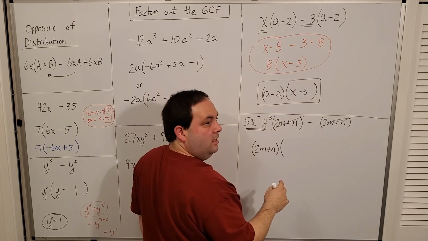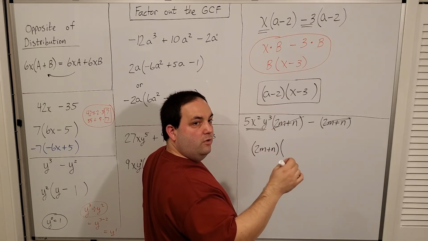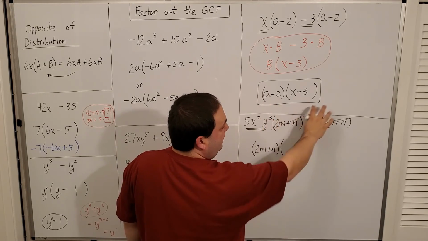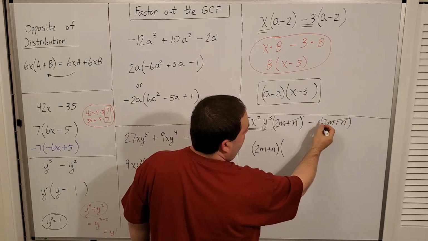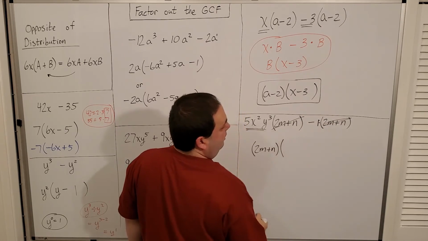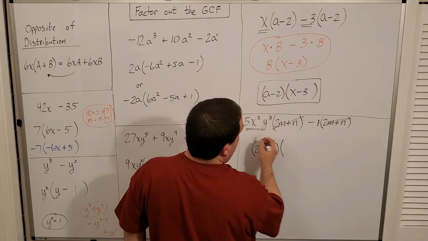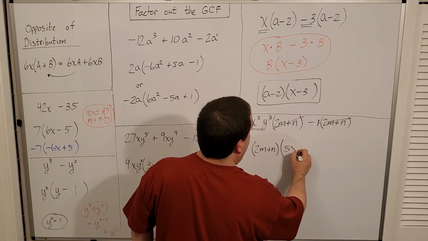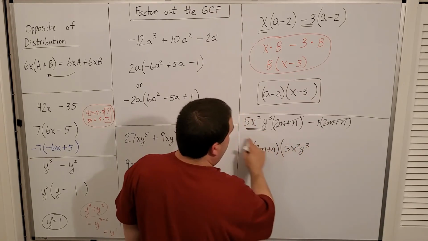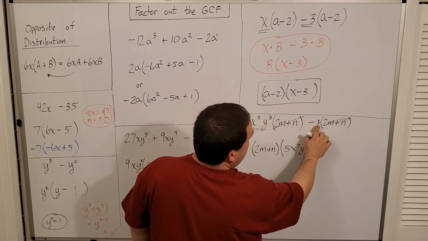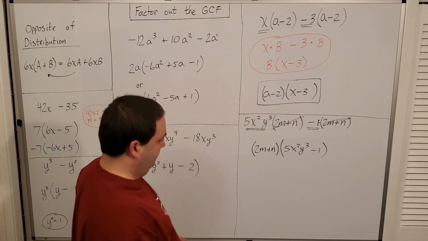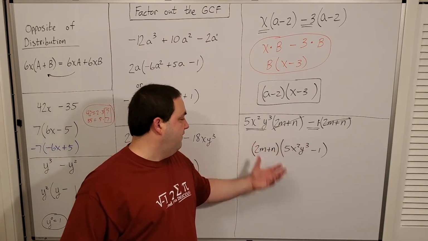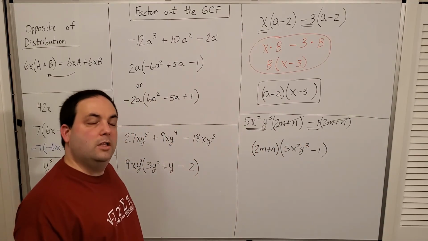But don't forget, GCF can't change the number of groupings. I have two big groupings, so I'd better have two terms here. Don't forget there's an understood 1 right here. Okay? So that's what I'm going to have. I'm going to have the 5x squared y cubed here, this, and then minus 1 is going to be left over there. And then that's the factored out version of that polynomial.